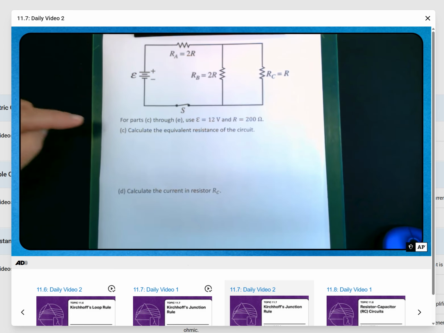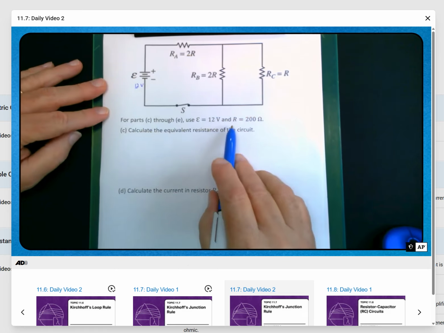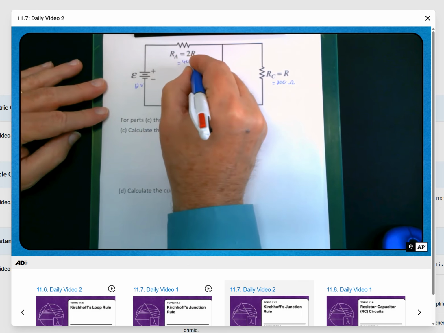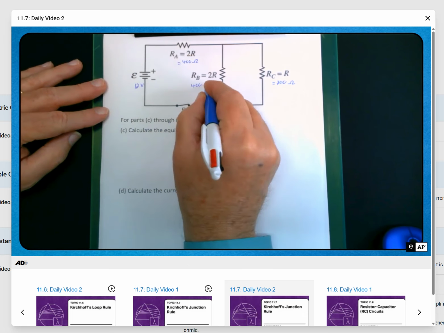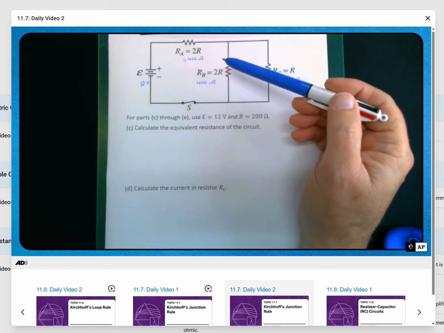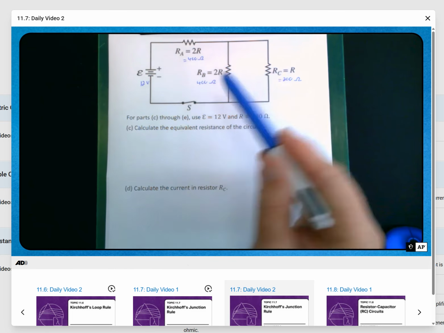Here, we're told that for parts C through E, use a battery voltage of 12 volts, and R is equal to 200 ohms, which means this is equal to 200. RA is equal to 400, and RB is also equal to 400. For part C, we're asked to calculate the equivalent resistance of the circuit. The rules for that: we look for any resistor that is in series with the next door neighbor. I don't see any, so I move on to step 2. Look for any resistors that are in parallel with the next door neighbor. I do see a couple, B and C.